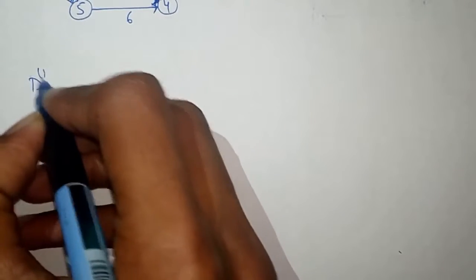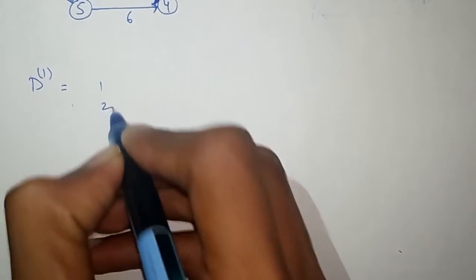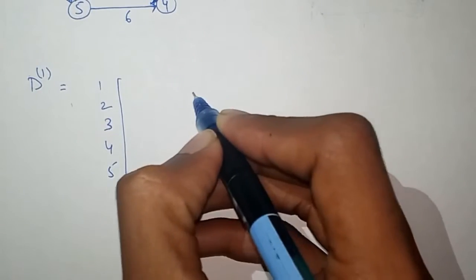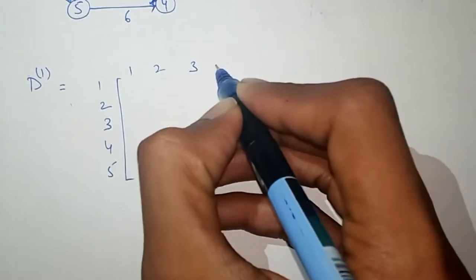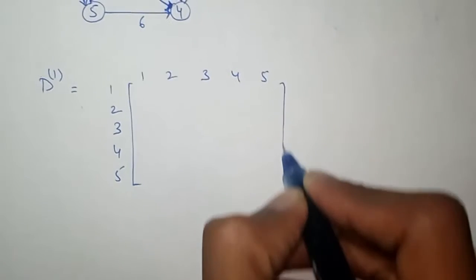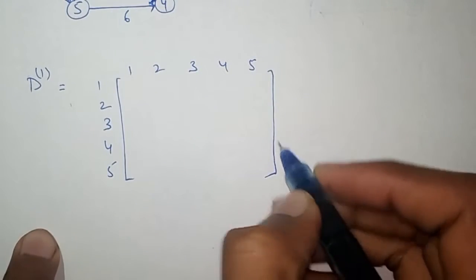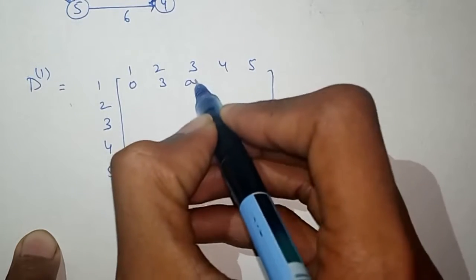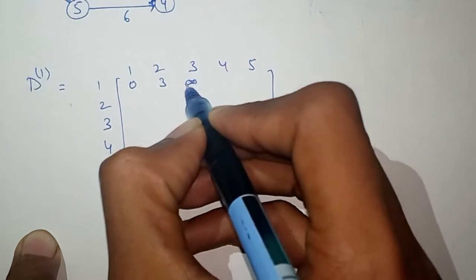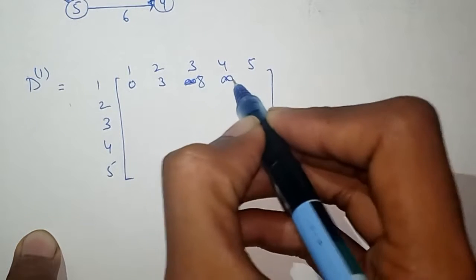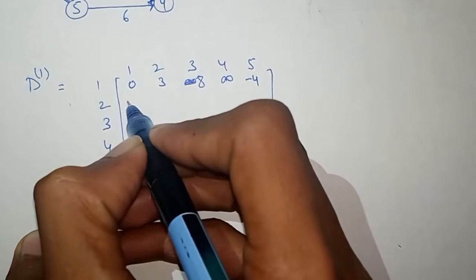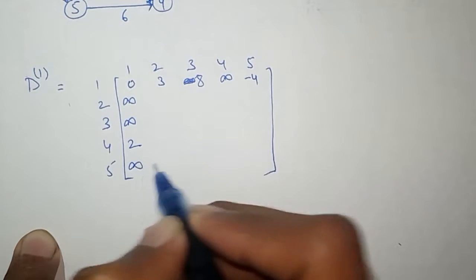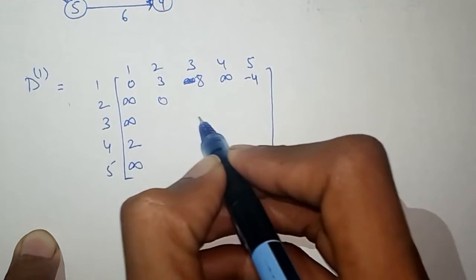In the D1 matrix, 1, 2, 3, 4, 5 are the node numbers of the graph. The first row and first column of the D1 matrix will be the same as in D0. Here is 3, 8, infinite and negative 4, then infinite, infinite, 2 and infinite. The diagonal elements will be 0.